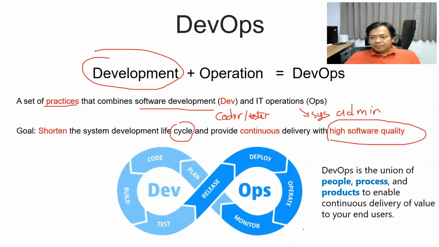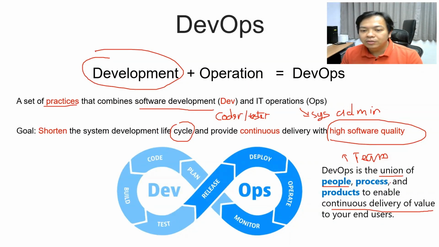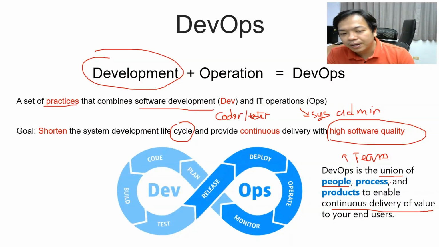Any other opinion about DevOps? That's the union of people, process and product to enable continuous delivery of value to the end user. So actually, that's union. This is called making a team, a good team, and make sure your team works very well to produce high quality software by following one set of practices. So DevOps just means setting a standard practice, and everyone in the team will follow.